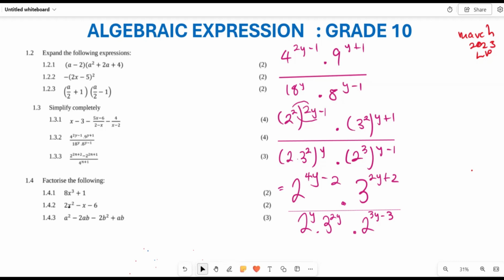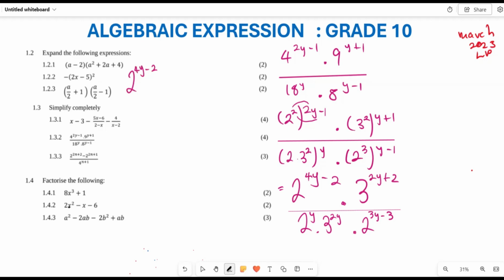Now we are going to collect like terms. So what is this going to be? Rather, not like terms, but we are going to check where you are dividing powers of the same base, and then you are going to subtract your exponents. Look, this is the same as 2 to the power of 4y subtract 2.